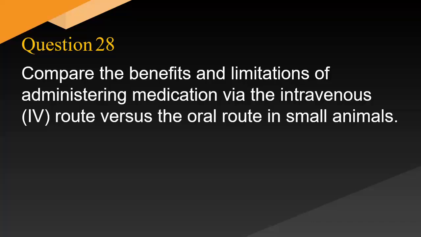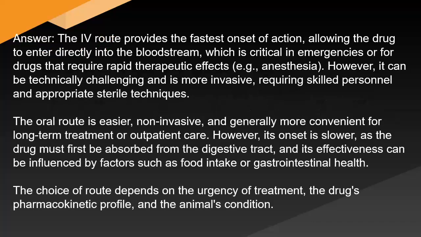Compare the benefits and limitations of administering medication via the intravenous route versus the oral route in small animals. Answer: The IV route provides the fastest onset of action, allowing the drug to enter directly into the bloodstream, which is critical in emergencies or for drugs that require rapid therapeutic effects, e.g. anesthesia. However, it can be technically challenging and is more invasive, requiring skilled personnel and appropriate sterile techniques.